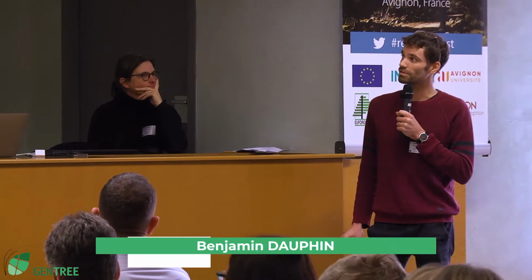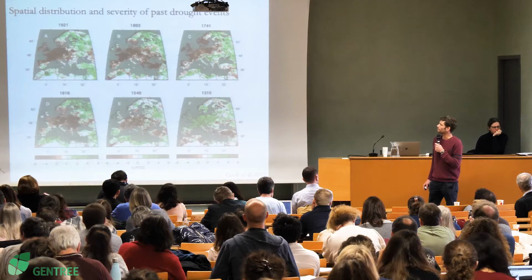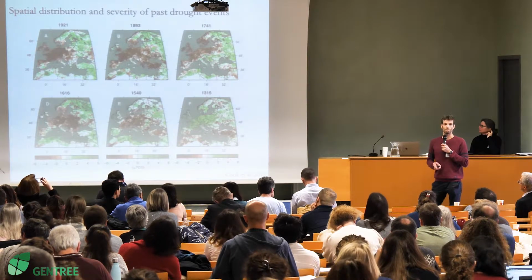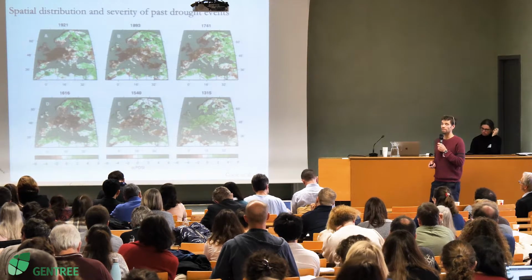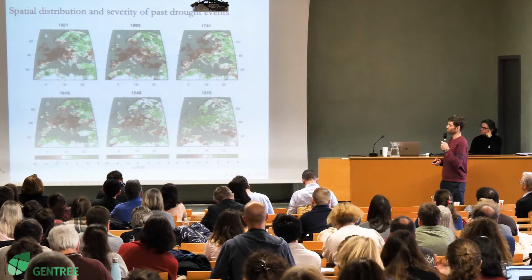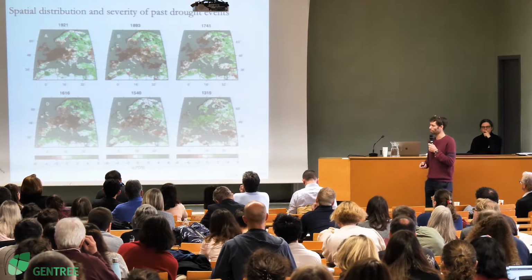Another main concern is drought events, and here are the past drought events in Europe based on Cook et al. studies. As you can see here, the brownish colors mean the severity of the drought. And again, it is quite discontinuous through space. So in 1921, the southern countries were not really affected by the droughts, but continental Europe was. And for other more ancient events, it was the reverse pattern.